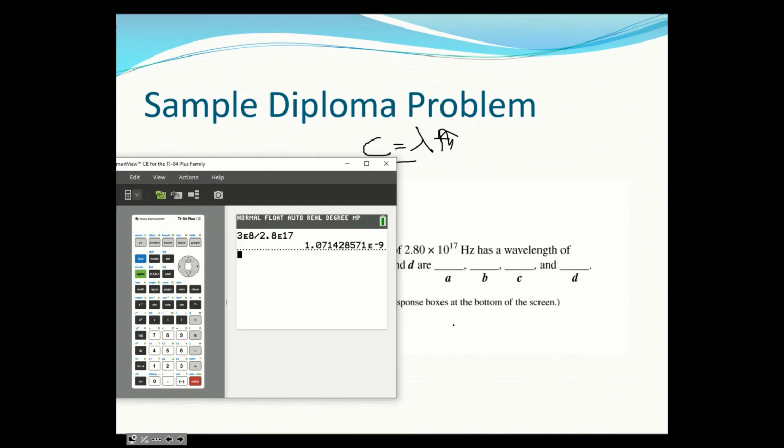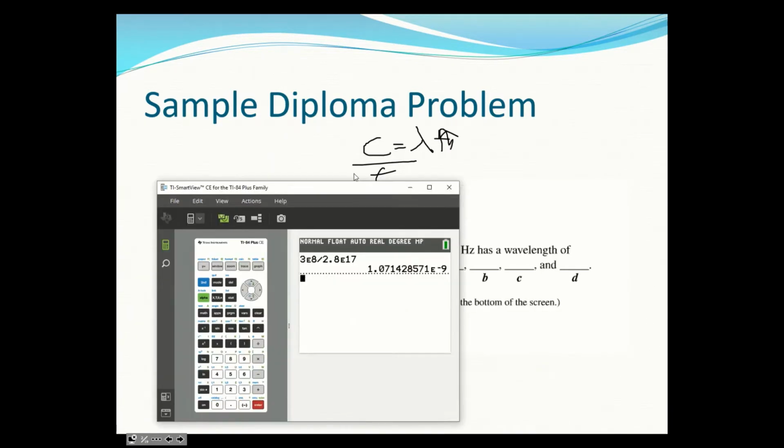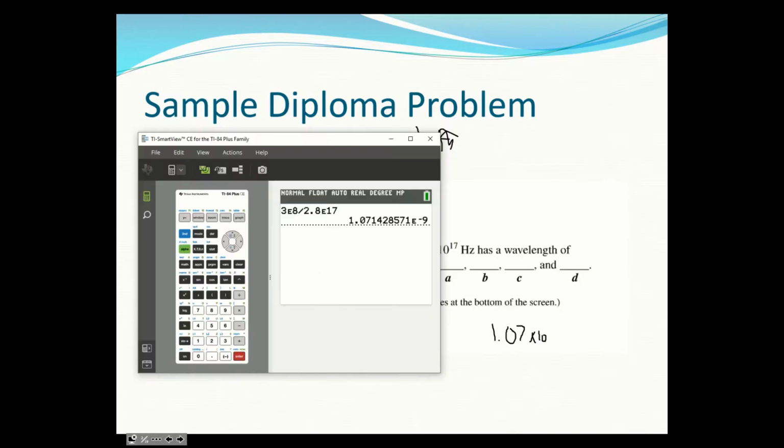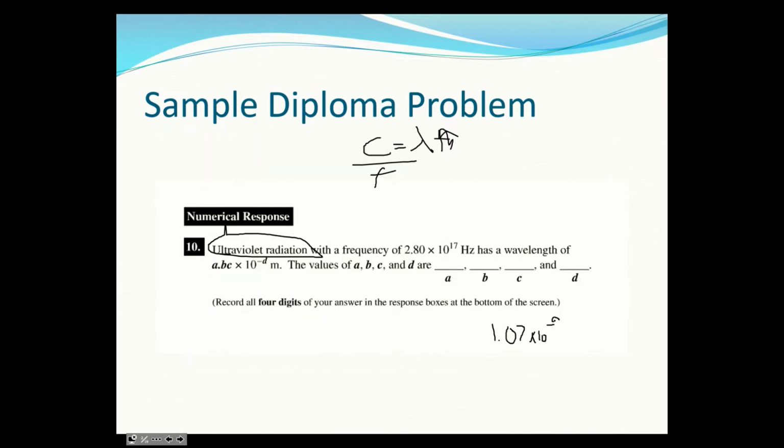So our answer is going to be, how does it want the answer? A, B, and C, so 1.07 times 10 to the, what was it again? Negative 9. So it would be 1079. Okay.